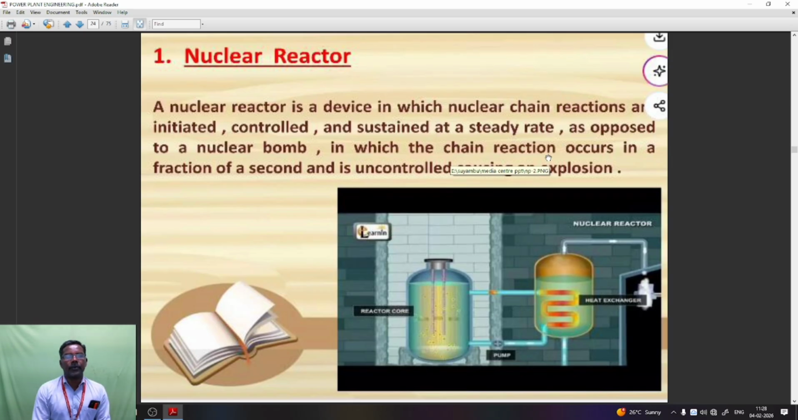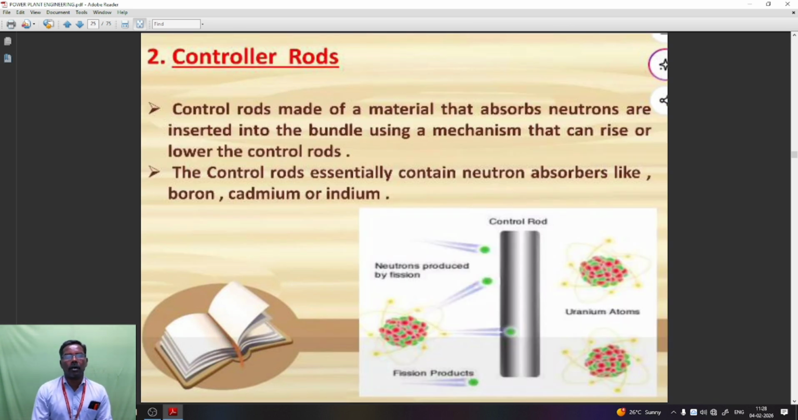Nuclear reactor. A nuclear reactor is a device in which nuclear chain reactions are initiated and controlled. If it is not controlled, it can cause an explosion. Control rods. Control rods are normally made of cadmium and boron, which are used to start the chain reaction and shut it down during an emergency.